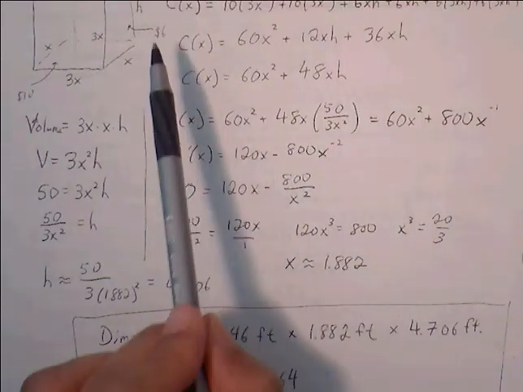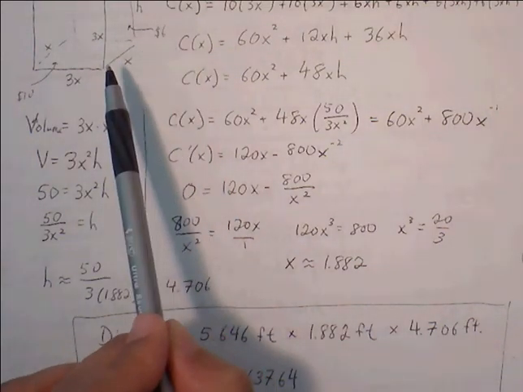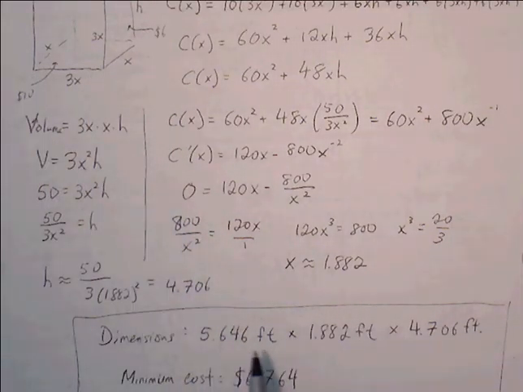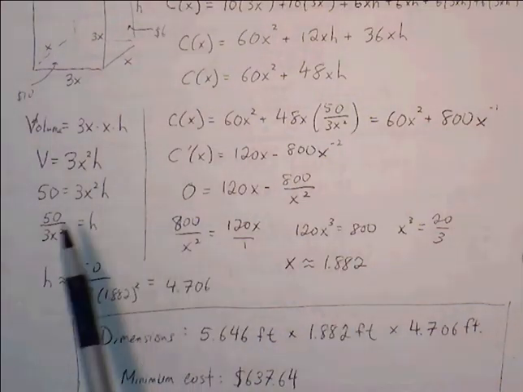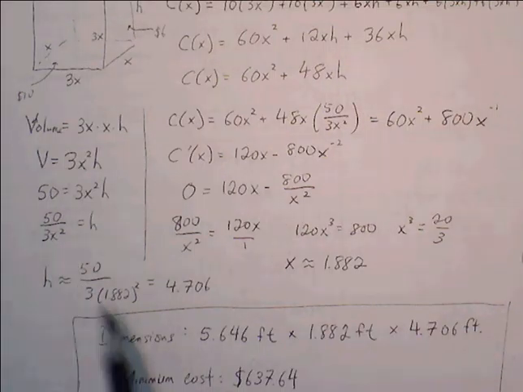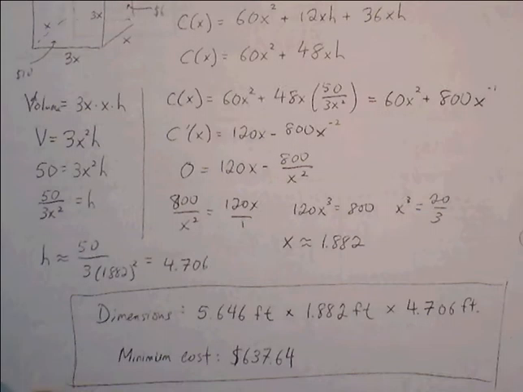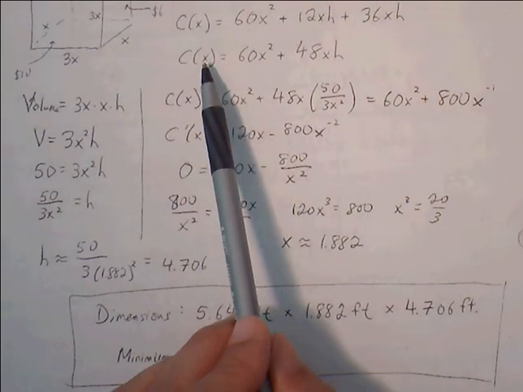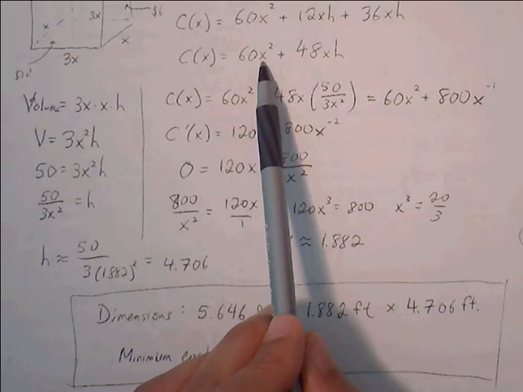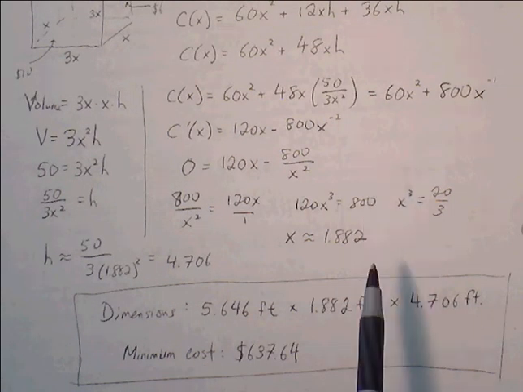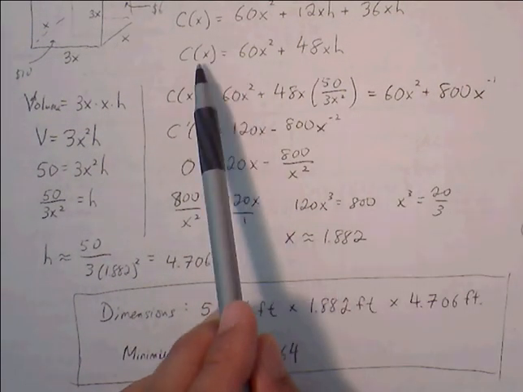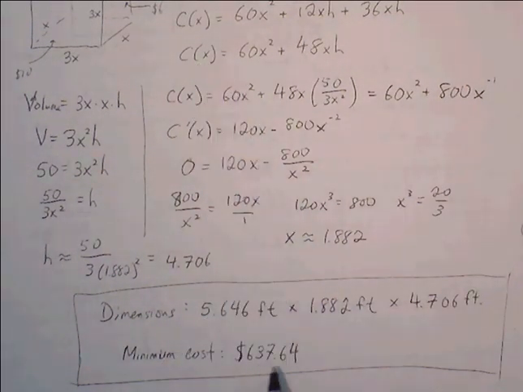so then the dimensions will simply be 1.882 as the width of the base, and then 3 times that will be 5.646, and then the height we can find by plugging 1.882 into the height equation, which is 4.706. And then the minimum cost will therefore be whatever the cost is after we plug everything in. So if we plug in 1.882 in for x, and 4.706 in for h, we can find our cost equation, which will simply be $637.64.